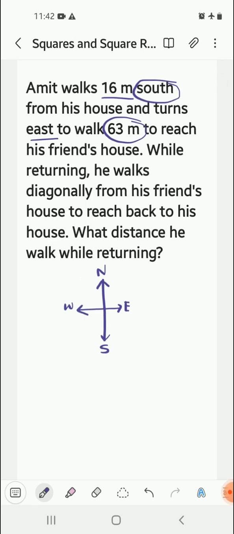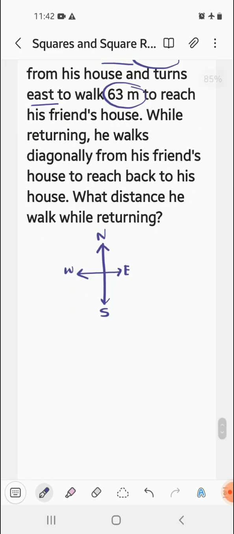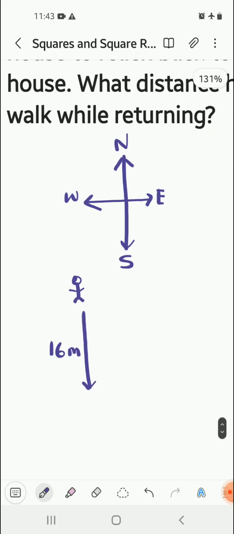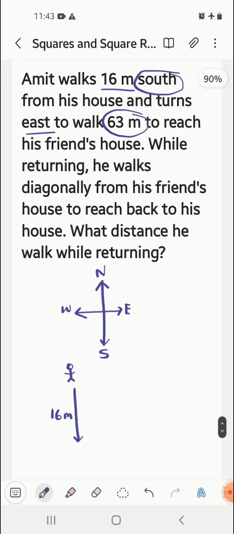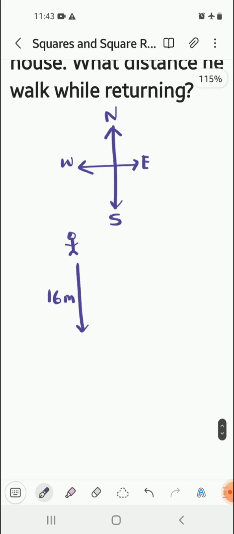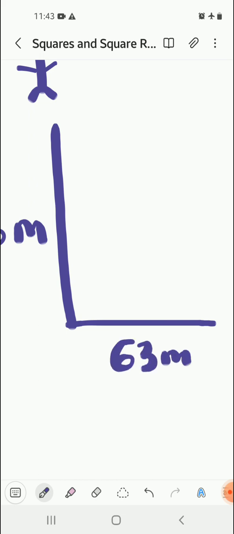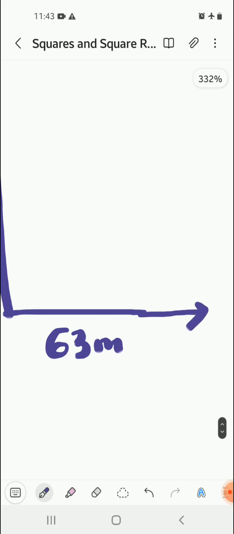Amit walks 16 meters south from his house. So if here is Amit, he is walking 16 meter to the south. South direction is this, and this he is walking for 16 meter. After he walks 16 meter from his house, he then turns east. So this is the direction he is taking, and he is walking 63 meter in this direction, east direction.